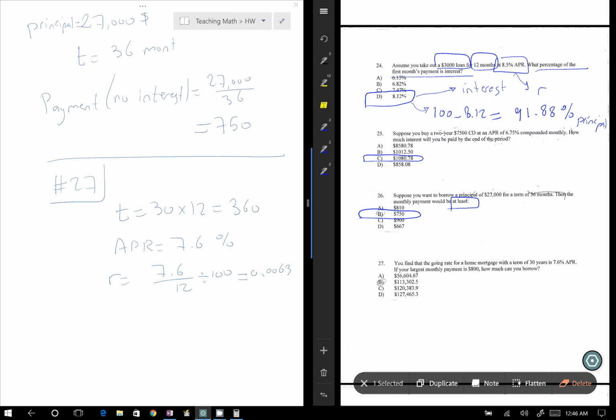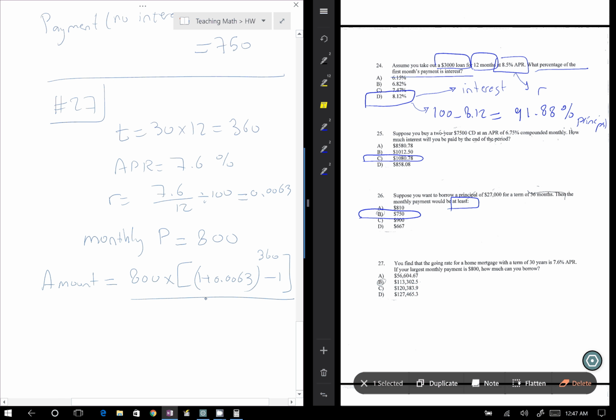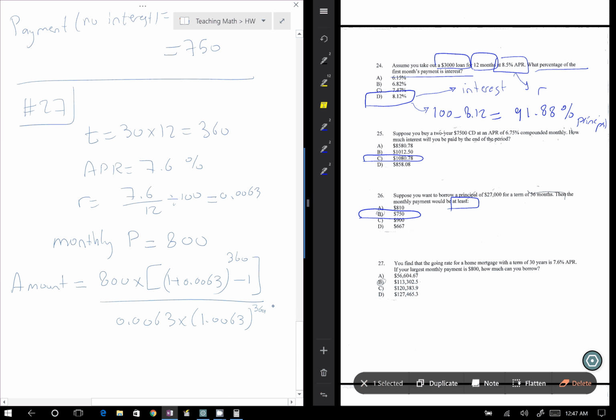Okay. Monthly payment is 800, and I want to know the maximum amount I can borrow. So that amount is equal to the payment, 800, multiplied by 1 plus R, 0.0063, raised to the power t, which is 360, minus 1, divided by R, which is 0.0063, multiplied by 1.0063 raised to the power t, which is 360.